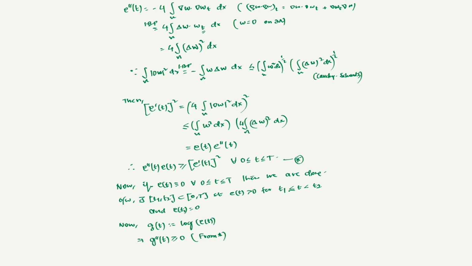I hope this is quite fine. See, what is g prime of t? It is e prime of t by e of t, right? And g double prime of t is essentially this thing, and this is greater than or equal to 0, therefore g double prime of t is greater than or equal to 0. Okay, so what does that give you?